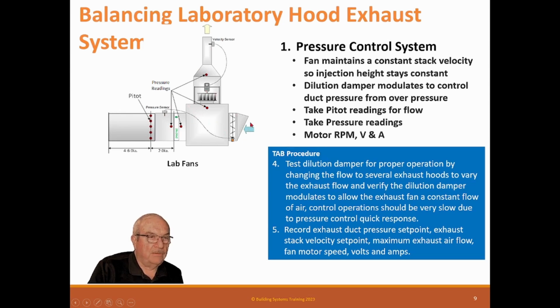You don't need to balance the dilution damper flow. You just need to balance this side and balance this side, and then the control's job is to make them work together. So we don't care whether the air is coming in here or coming in here. It really does not apply to the balance.